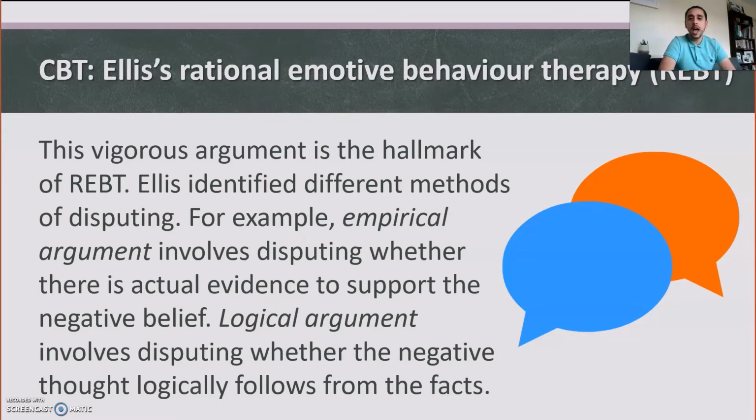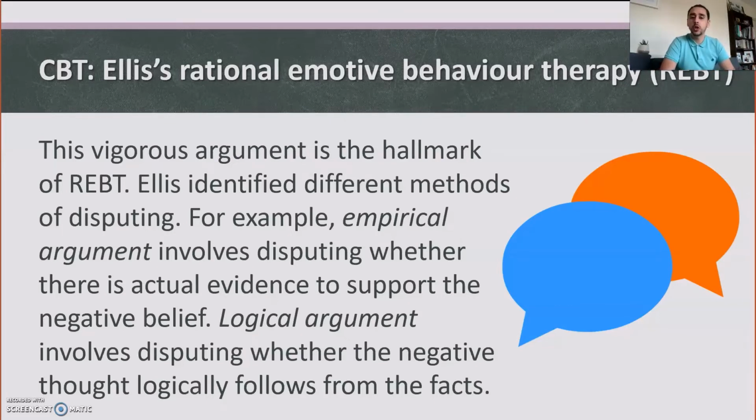Okay? Ellis identified different methods of disputing. For example, empirical argument involves disputing whether there is actual evidence to support the negative belief. Okay, well, you said that your friend ignored you and you think they're mad at you. Have you got any evidence to suggest that they are mad at you? Anything at all? Any text or any message? Okay, and if you go, no, I don't have any evidence actually, but I can just tell. Well, let's challenge that. You can just tell. There's no evidence for it, so maybe it's not the case.